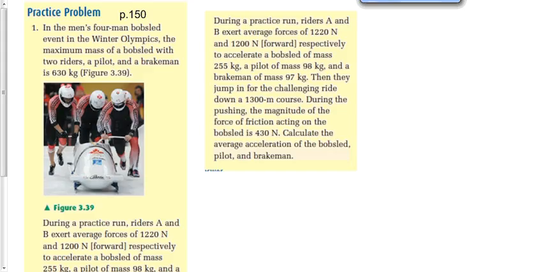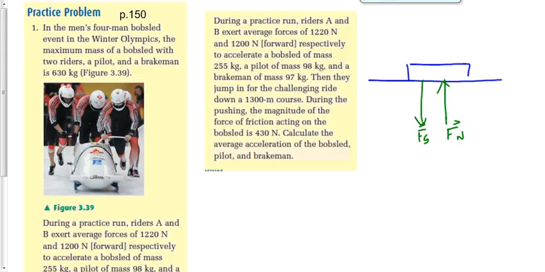Here's the sled. We know there's a force of gravity acting on the sled that's acting downwards. We know there's a normal force acting upwards. I don't know what those values are. We could find them, but we're not going to bother because we know they're going to cancel out anyways, as they usually do. What else we got here?